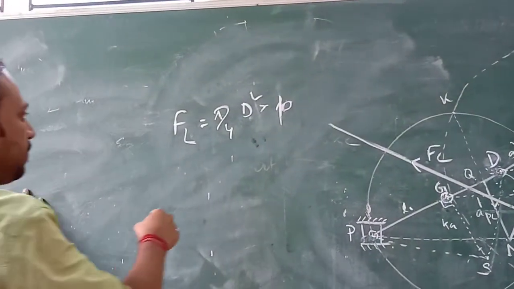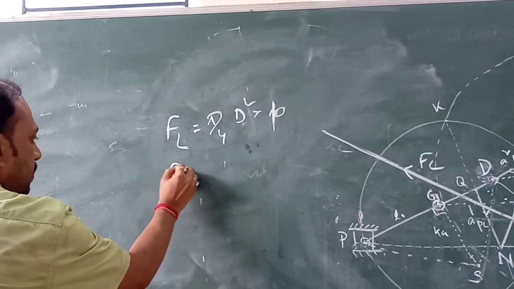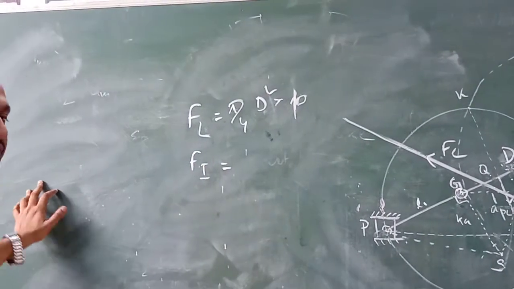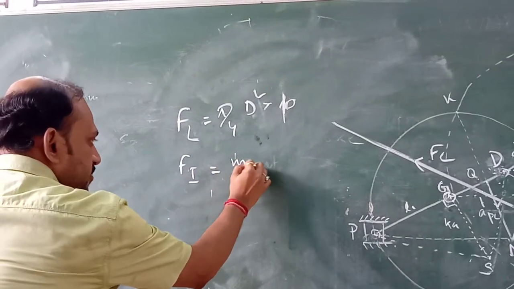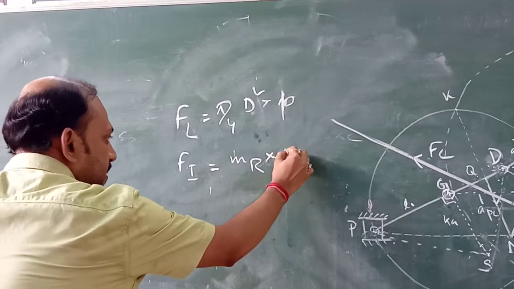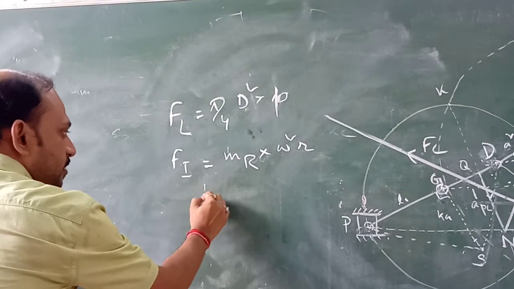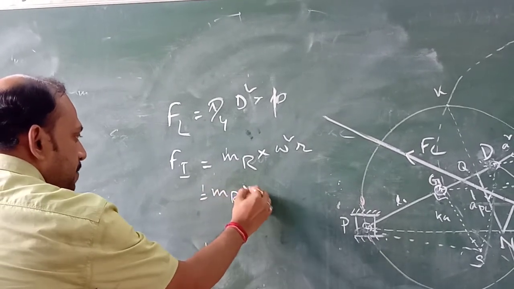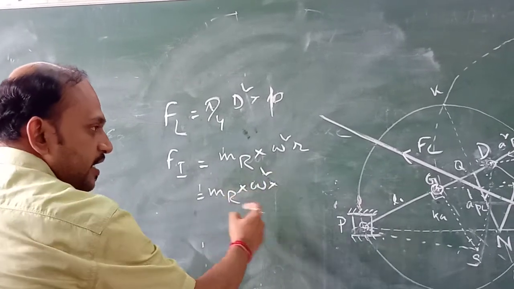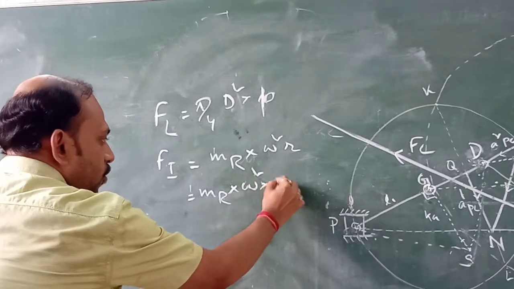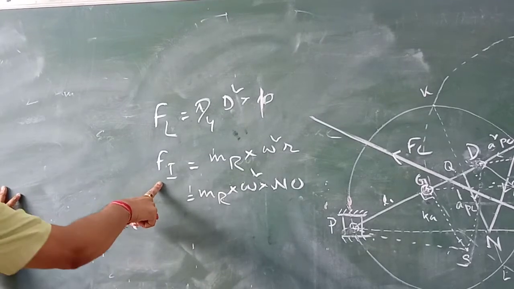Similarly, what will be the magnitude of inertia force? The magnitude of inertia force on the piston or the reciprocating part will be m_r into omega square r. So that also can be calculated. How? That will be m_r into omega square into, from the acceleration diagram, omega square into n o. So m_r omega square n o gives us the magnitude of the inertia force.